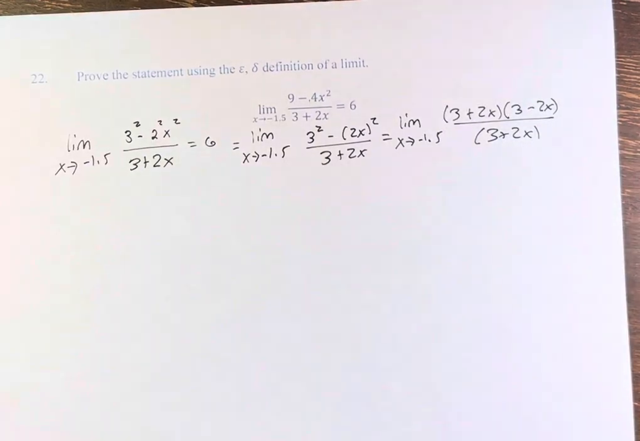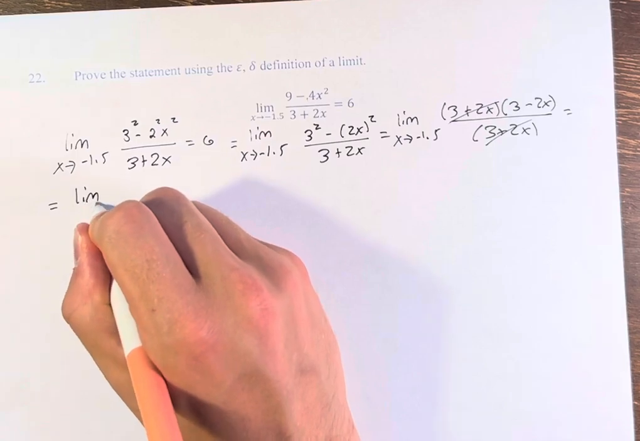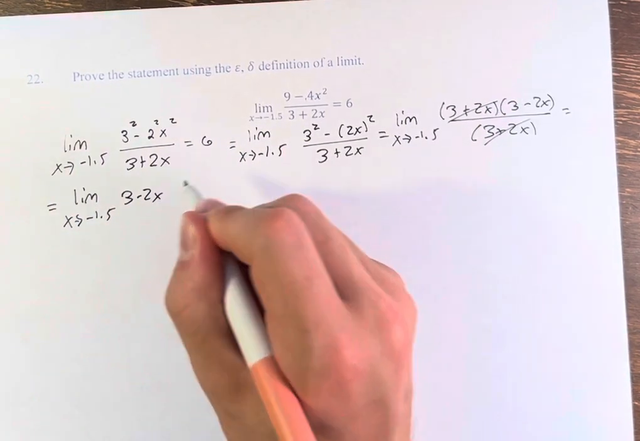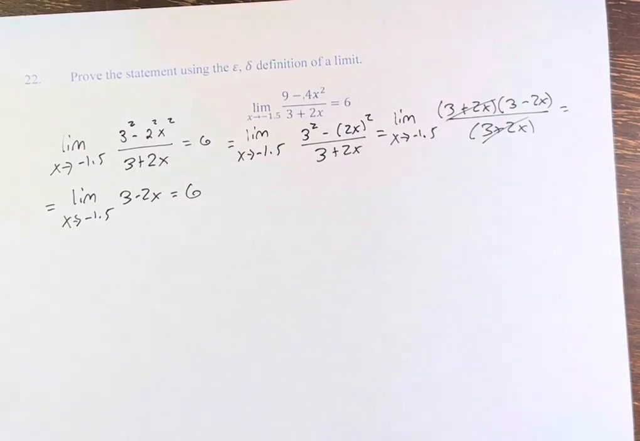over 3 plus 2x. And therefore we can say that these two things cancel, and this is simply equal to the limit as x approaches negative 1.5 of 3 minus 2x, and that this is equal to 6.